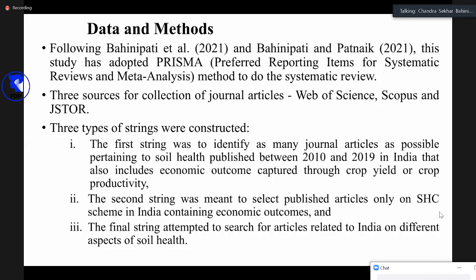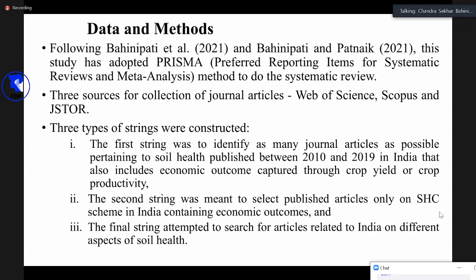And then we consider a few words, okay, to select published articles only on the soil health card scheme in India and linked to the economic outcome. See, here we have the idea that, okay, they're talking about those papers we need. Those papers are talking about the soil health card or soil interventions and linked to the economic outcome, like either the return in terms of productivity or the economic return in terms of calculating the benefit cost ratio. Okay. And the third final string attempted to search articles related to India on different aspects of soil health.